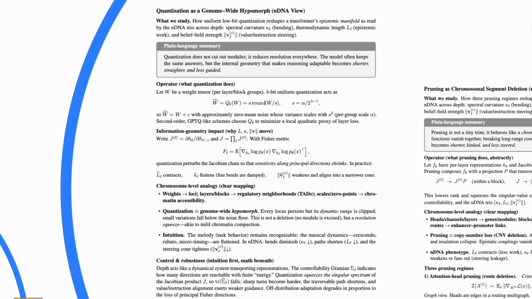Through the nDNA lens, the manifold becomes shorter, L decreases, straighter, kappa decreases, and less guided, the belief vector magnitude decreases and becomes more collinear. The phenotype may survive, but the epistemic richness that supports agility and robustness is pared back.